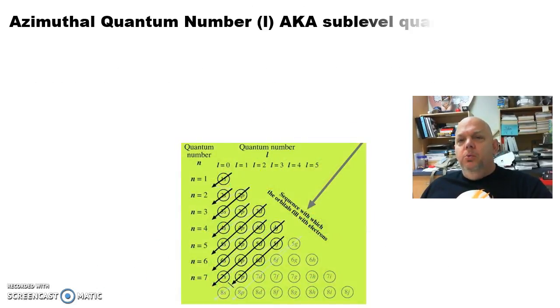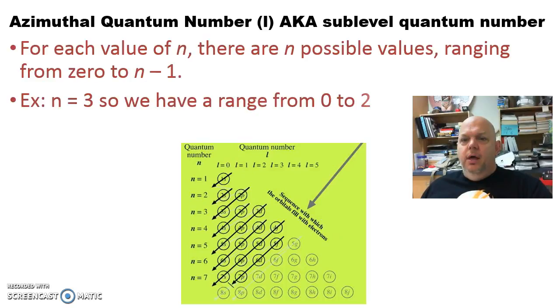Okay. We also looked at how, when we look at the principal level, there's one sublevel. We look at the second level, there are 2 sublevels. We look at the third level, and you notice there are 3 sublevels. The fourth level has 4 sublevels, and so on and so forth.